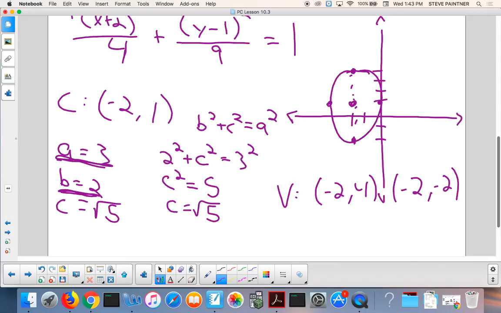How do we find our focus points? They're C from the center. So C is for our focus points. Which axis are they on? The major axis, yeah. So if I wanted to find my focus points, what would I do? What would their coordinates be? You don't have to simplify the root 5. You can leave it as root 5. But what would the coordinates be?